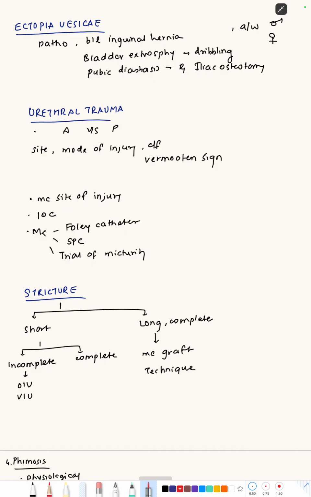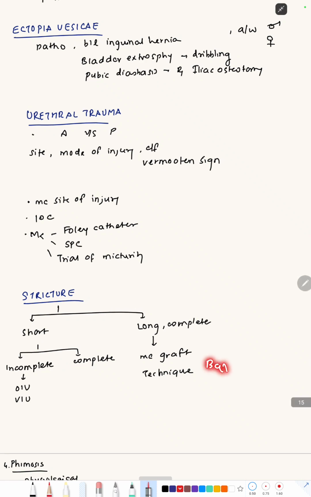For long and complete, we cannot go for resection and anastomosis. So we go for resection, but we need to place a graft. The most common graft that is used is the buccal mucosal graft, and the technique is called the Barbagli technique. Now the next is going to be about the penis.